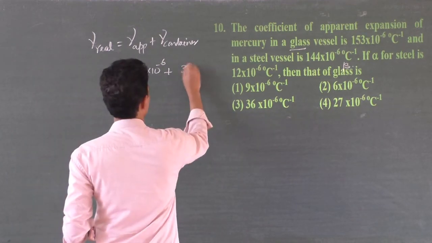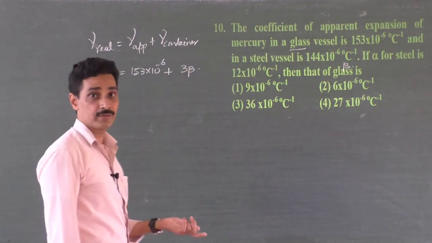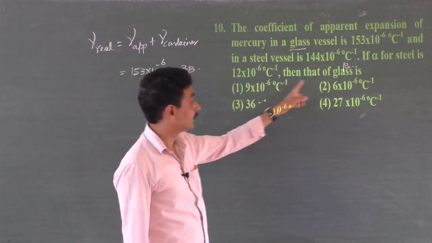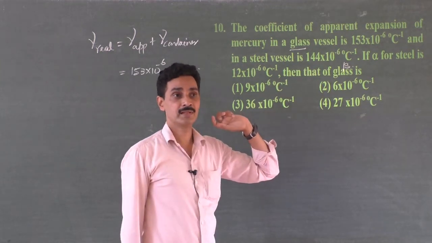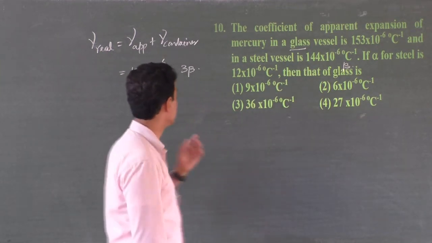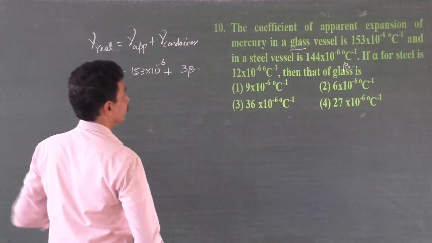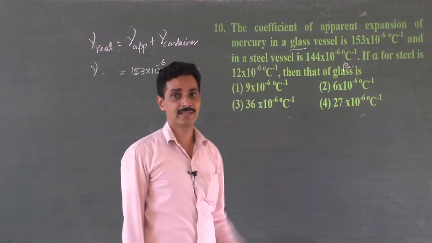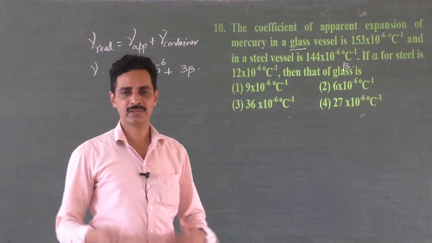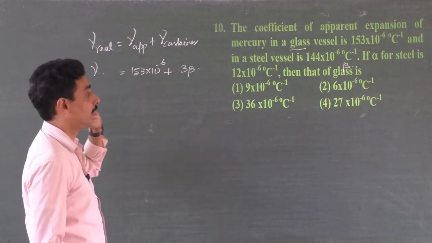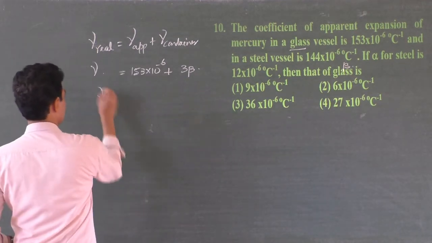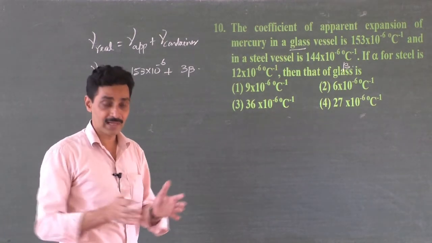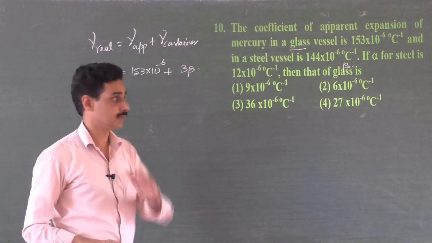Then I should write 3 beta. Why is it 3 beta? Because I have to substitute gamma. They have given the coefficient of linear expansion alpha, and are asking for the coefficient of linear expansion of glass, that is beta, so 3 beta. The real expansion is the same in both cases, because it is mercury itself in both containers. Gamma is the same in both equations. Now we will heat it in a steel vessel. Real expansion is the same because it is the same mercury. Only what we see is different, because the container expands in a different way for steel and glass.